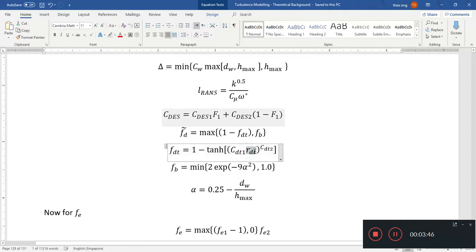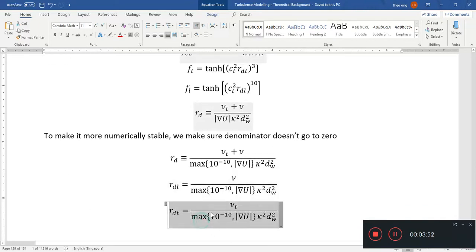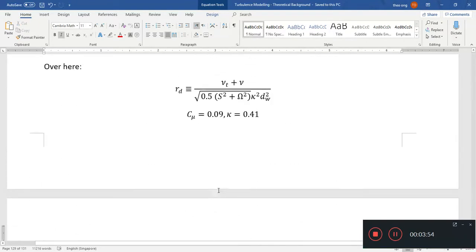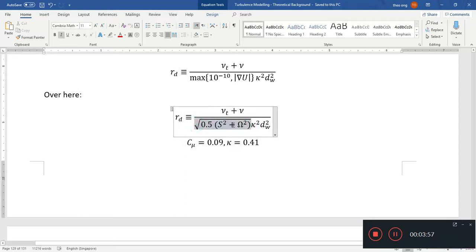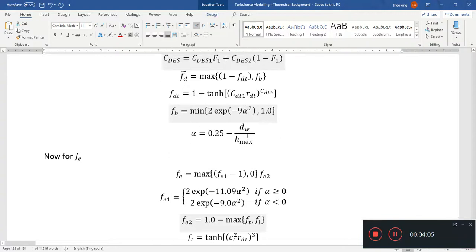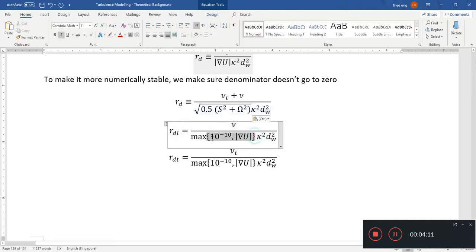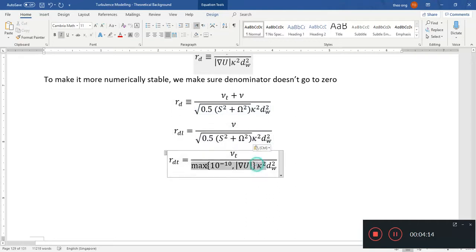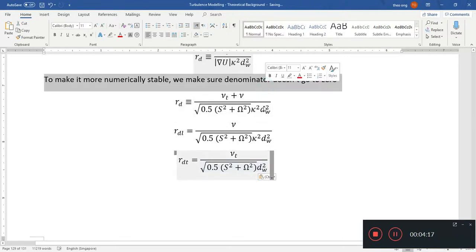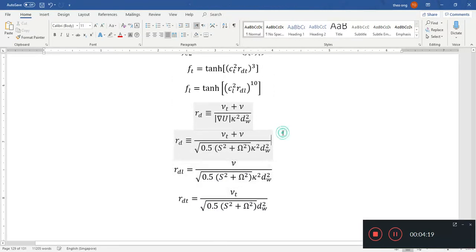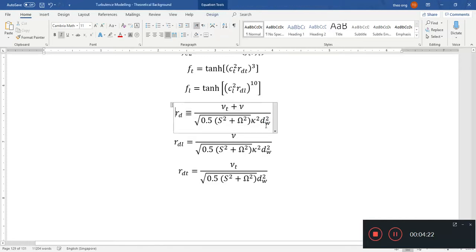Remember, RDT also appears here in FDT. They use this FDT function over here, though in this paper it is written slightly differently. Again, we use this in the denominator in place of this maximum function. So we just replace it here like so, 1, 2, and 3, and then we don't have this maximum function anymore, so that's redundant. This one I can just get rid of, and that's what RDL and RDT are.